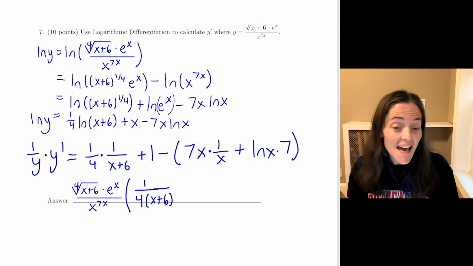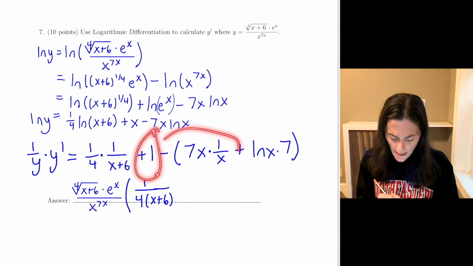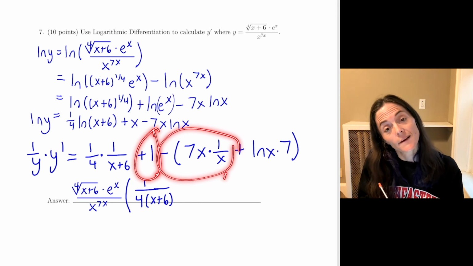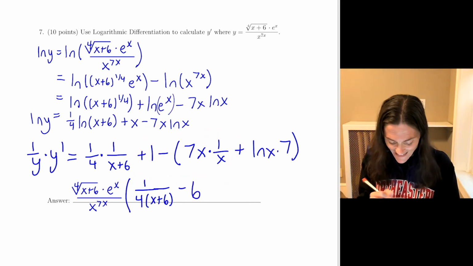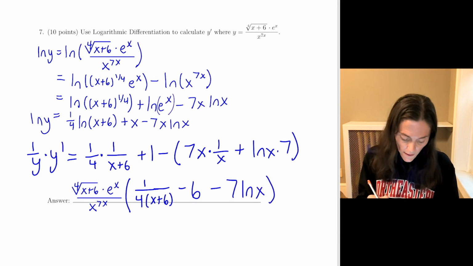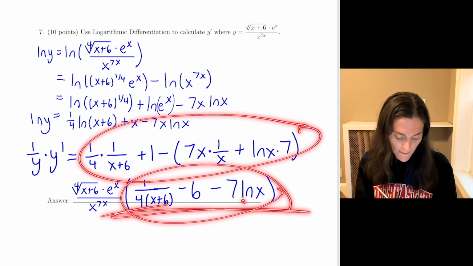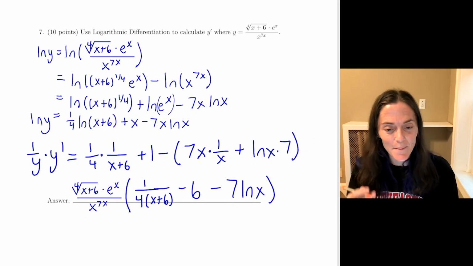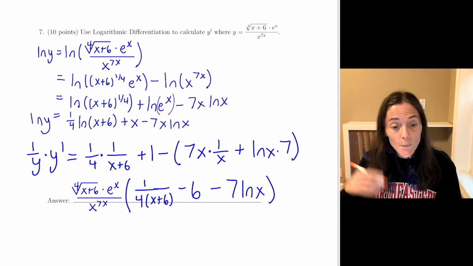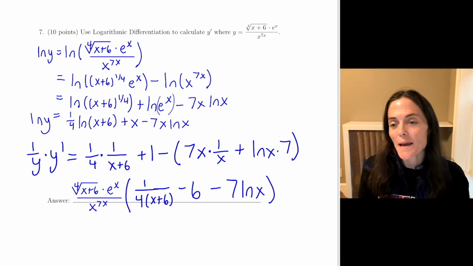Now, what's left? We can simplify or we don't have to. You notice we have a plus 1, and this is a minus 7. X over x is 1. So this is minus 6. And then we have a minus 7 ln x. But you don't have to simplify. You could literally just recopy this exactly right here. And don't forget multiply by y. That would be fine as a final step. Okay, then we leave it like this. This is using logarithmic differentiation. We have calculated y prime.